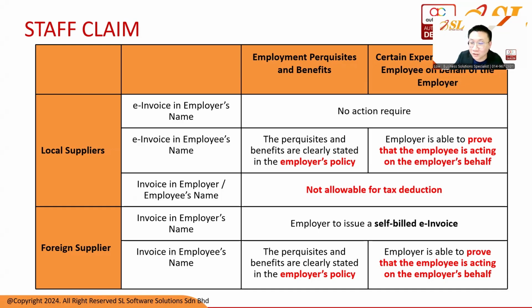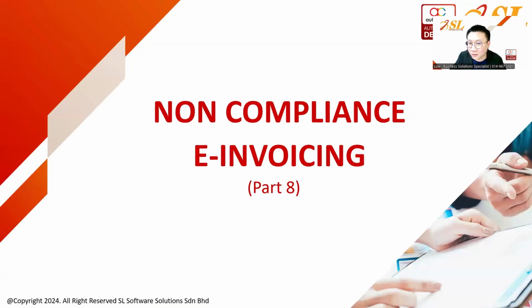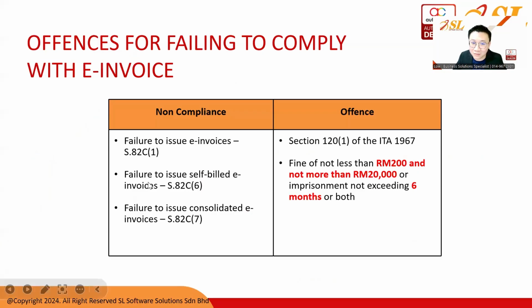I think this part I talked too much. So I will focus on the non-compliant invoice. In case you cannot comply with all these invoices, self-billing and consolidated must be submitted on the 7th calendar day, or you cannot comply.